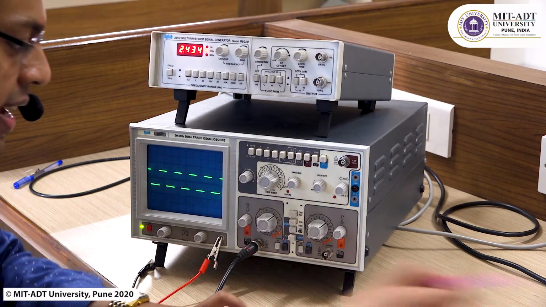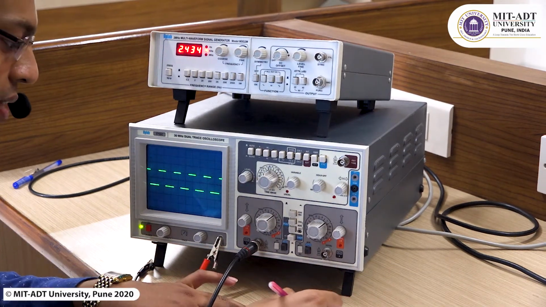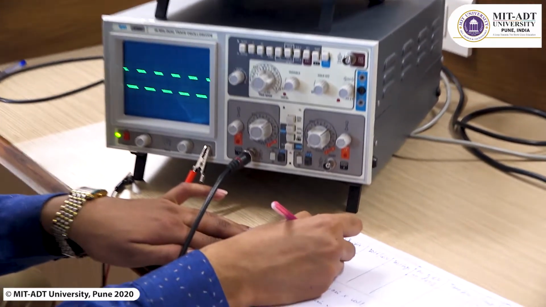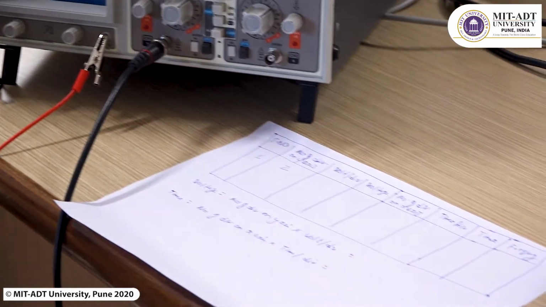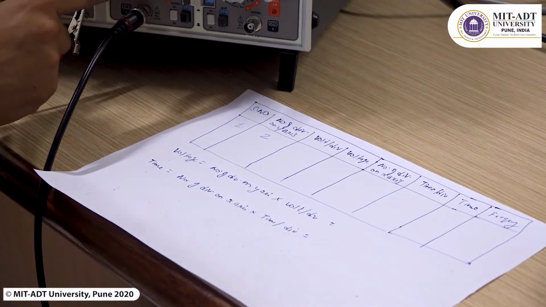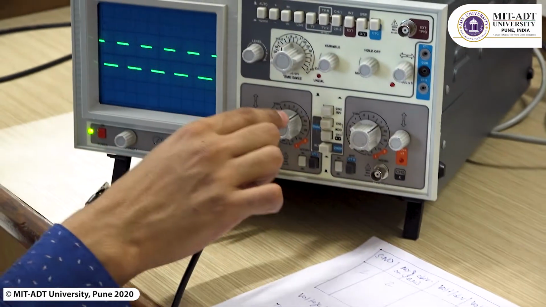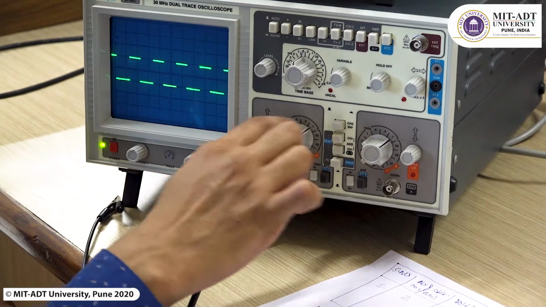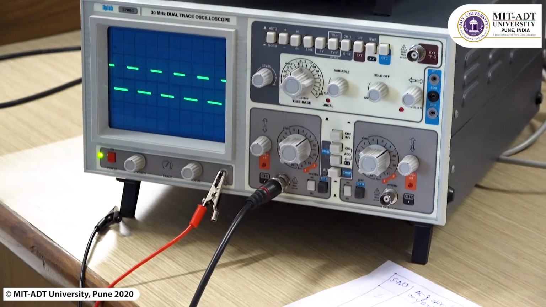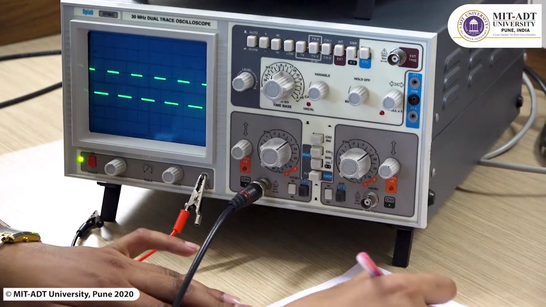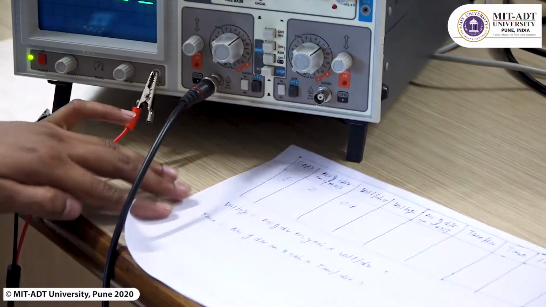So I will write the reading that number of divisions on the y-axis is equal to 2. Now come to this point. At this point, this is the volt per division for channel 1. We are using channel 1, and on channel 1, you can find the value of volt per division. It is written as 0.1. So the value of volt per division is 0.1.